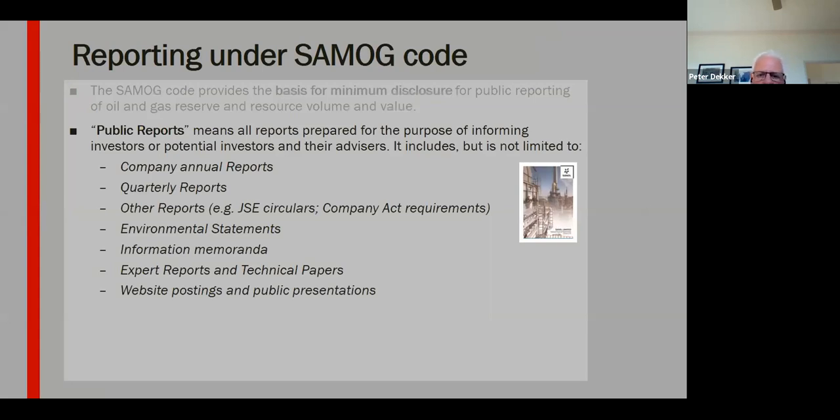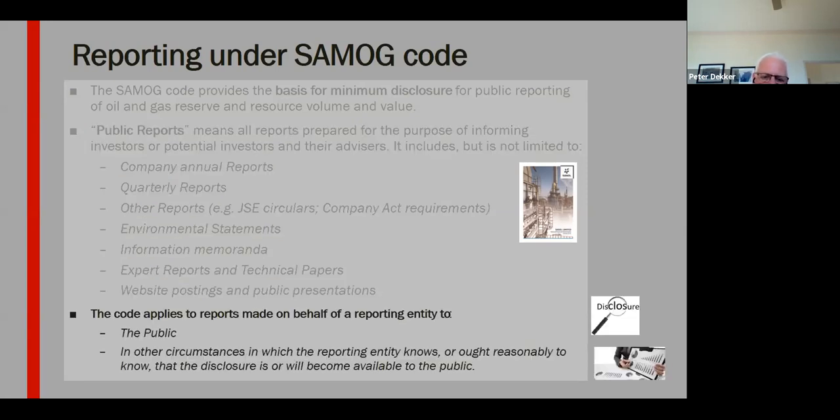Public reports mean all reports prepared for the purpose of informing investors, potential investors, and their advisors, include but not limited to company annual reports, quarterly reports, all kinds of other reports, JSE circulars, company act requirements, environmental statements, information memorandum, expert reports, technical papers, website postings, or public presentations. Everything they report there in reserves or resources or value, if they say it's based on the SAMOG, then it has to have a certain minimum level.